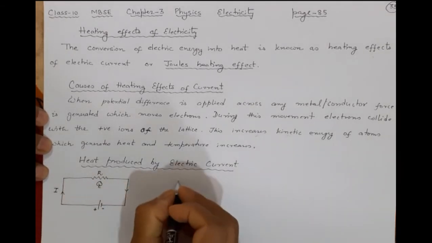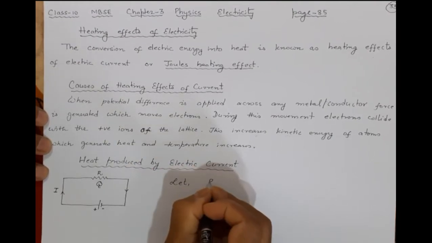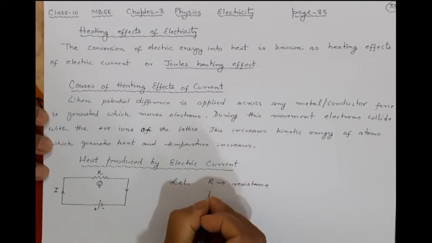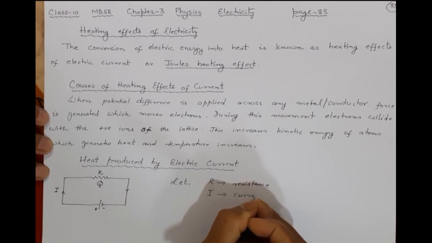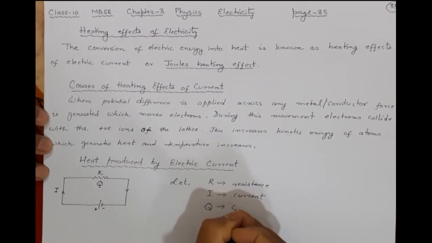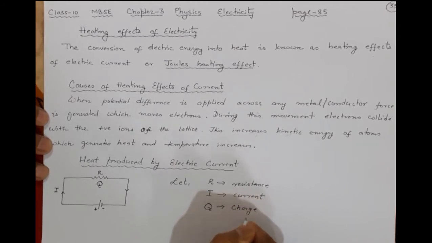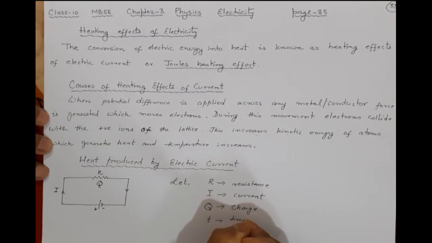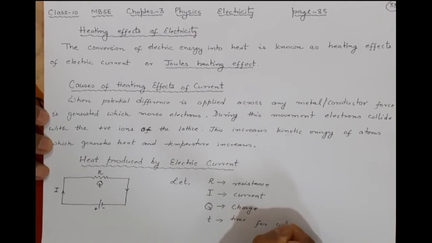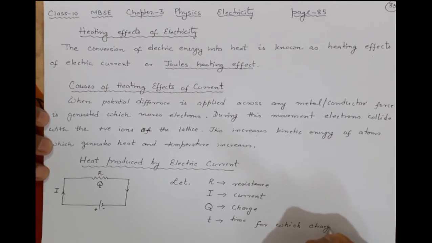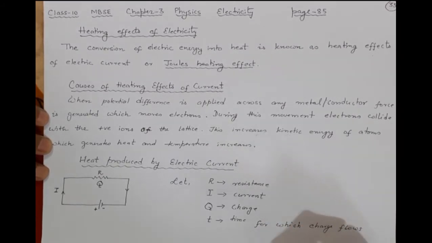Let us write what we have taken. Let R be the resistance, I be the current, Q be the charge, and T be the time for which charge flows.